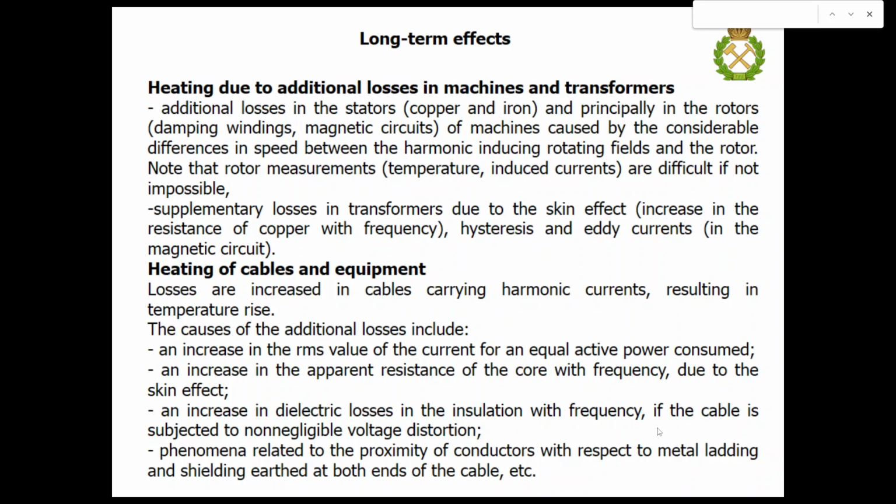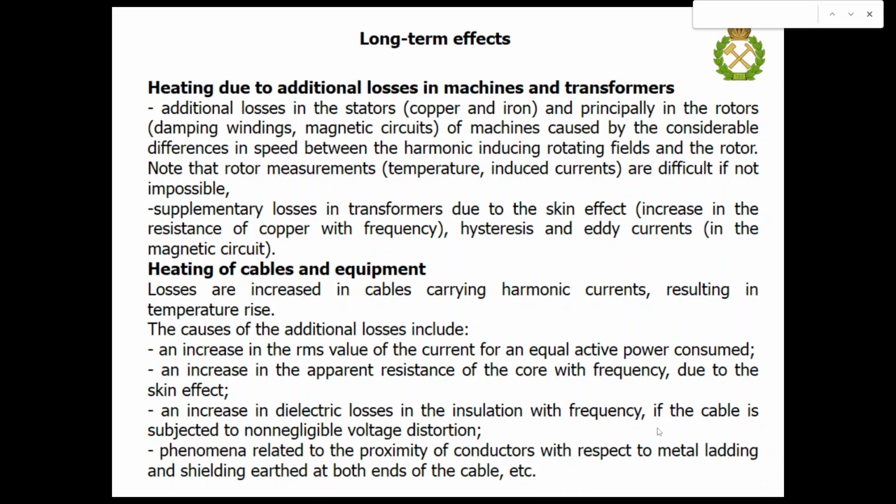And now let's continue. And the second main group of effects are long-term effects. These effects are connected with the heating due to the additional losses in some electrical equipment, for example, in rotating machines and transformers. Also, such heating is applicable to cables and other equipment. And these additional losses include an increase in RMS value of current for an equal active power consumed. These are additional power losses in our power supply systems.